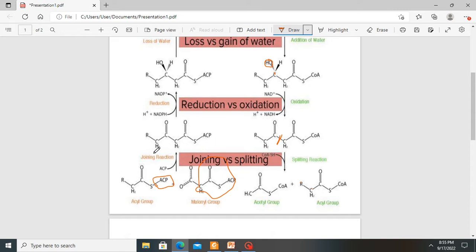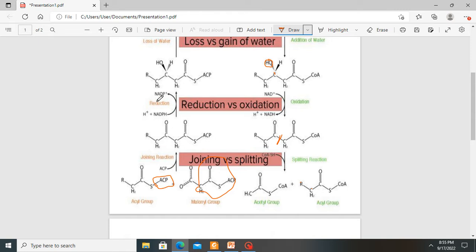We join them to have the unit of the fatty acid chain. So here the malonyl CoA is transported to the growing fatty acid chain. We join the acetyl-CoA portion of the malonyl CoA to this for us to get this. So the first step is the joining step.